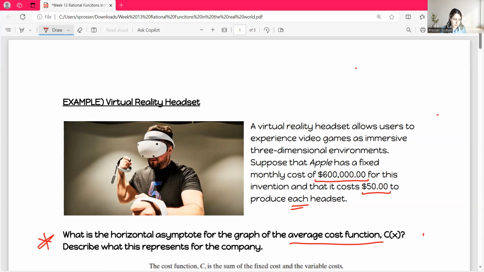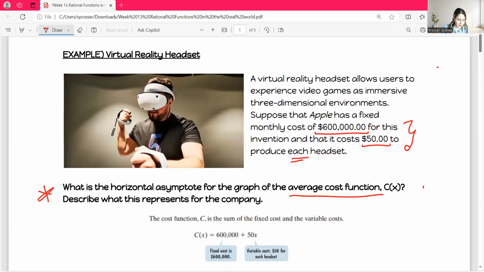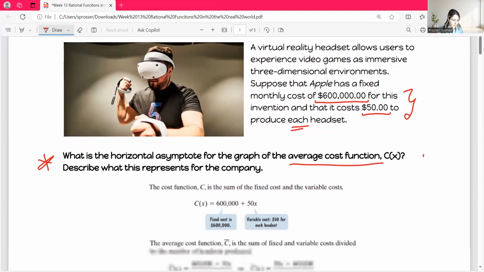Okay, so we know the cost function. They gave us all the information right here. The cost function is the sum of the fixed cost and the variable cost, anything that's going to change depending on how many headsets are made. So the cost function is right there: 600,000 plus 50x. Our fixed cost is for any bills Apple has, and then $50 times x. X is the number of headsets. If they produce one, or if they produce 100, that would go into that x, the variable.